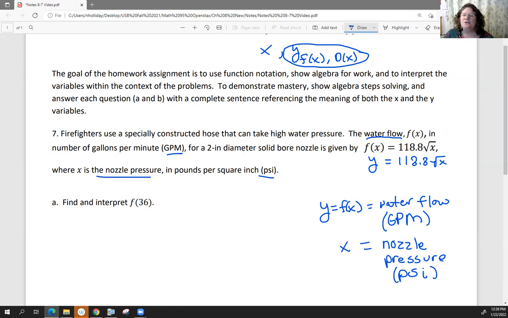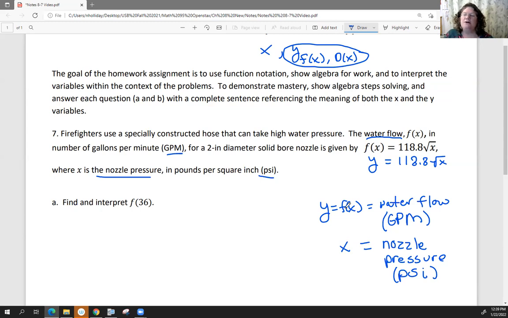Okay, so once you've defined your variables, go back and read the problem one more time. It says firefighters use a specially constructed hose that can take high water pressure. The water flow, F of X, in number of gallons per minute, GPM, for a 2-inch diameter solid bore nozzle is given by this function, F of X equals 118.8 root X, where X is the nozzle pressure in pounds per square inch, PSI. And our first question is find and interpret F of 36.